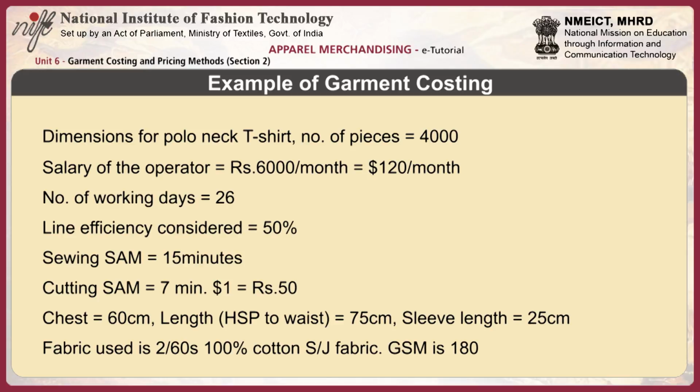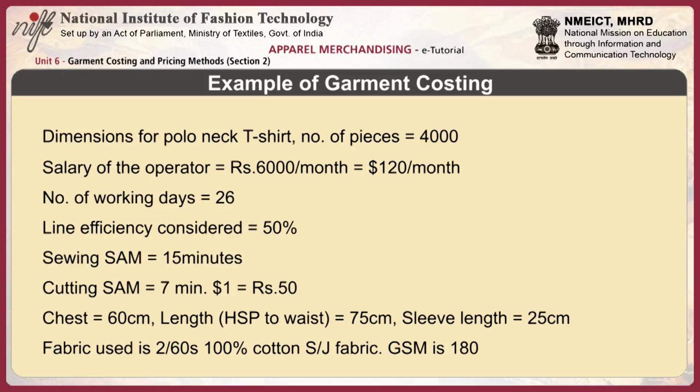And cutting SAM is 7 minutes. So if you assume the salary in terms of dollars, $120 per month can also be assumed as the salary of the operator. If we take dollar as 50 rupees, then the chest is equal to 60 centimeters, length HSP, high shoulder point to waist, the length is coming to 75 centimeters, sleeve length is 25 centimeters.